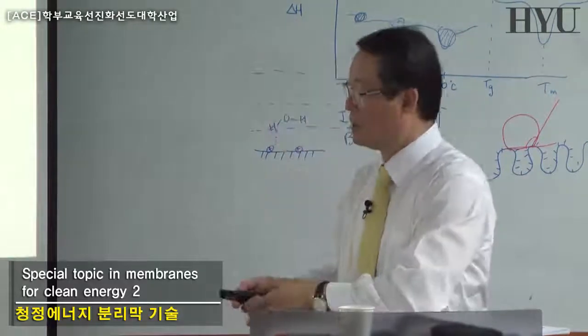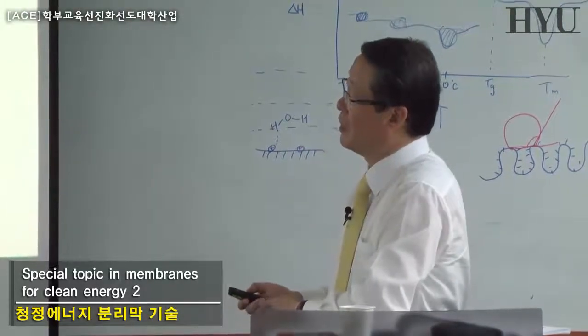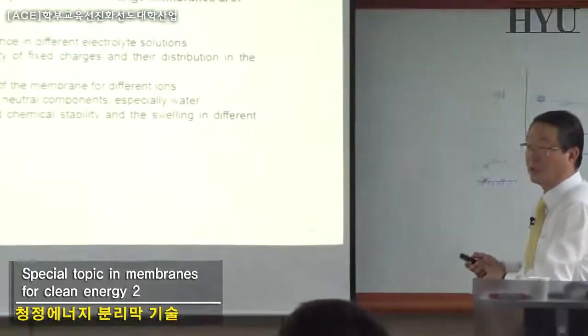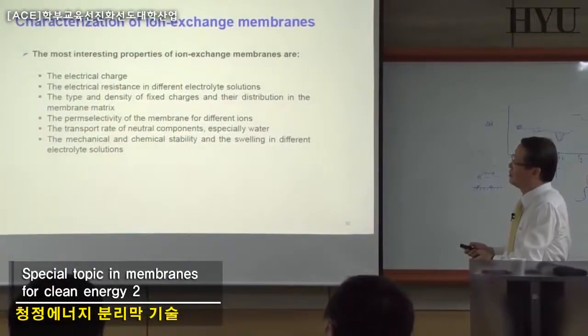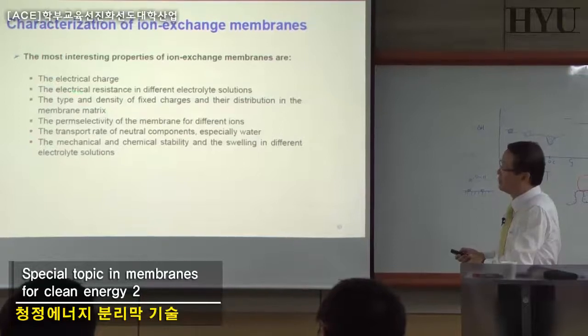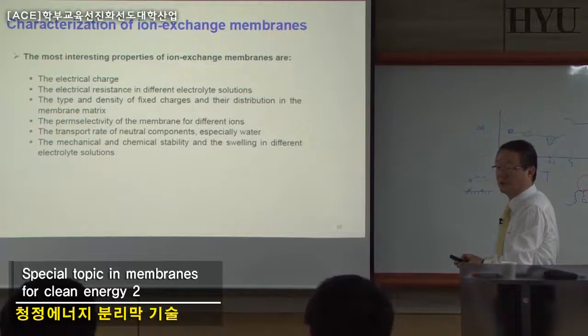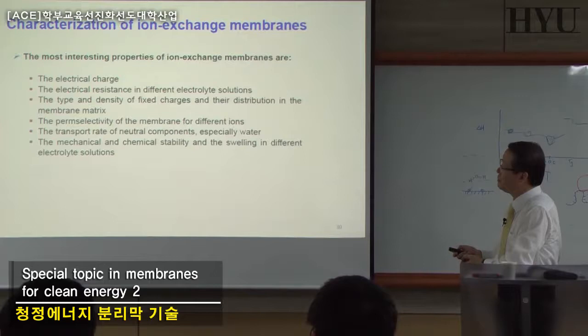So there is a lot of complicated structure, and we have to think about the electrical charge of the membrane and in the solution. We have to think about the electrical resistance in the electrolyte solution. We have to think about what the type of the charges is. Fixed charges is the terminology related to the membrane charges. What about the density of the charges? What about the distribution in the membrane matrices? So this all gives you a very complicated structure.